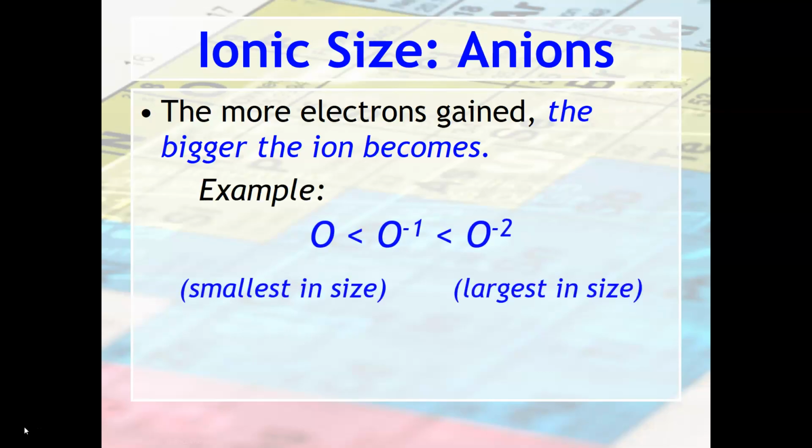For example, if you look at oxygen, neutral oxygen is the smallest. However, as you gain more and more electrons, you'll see oxygen with a -2 charge be the largest in size.